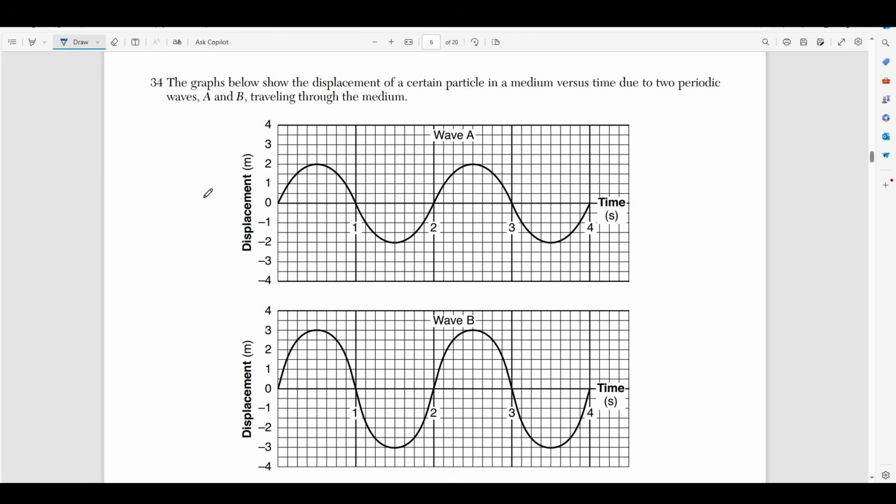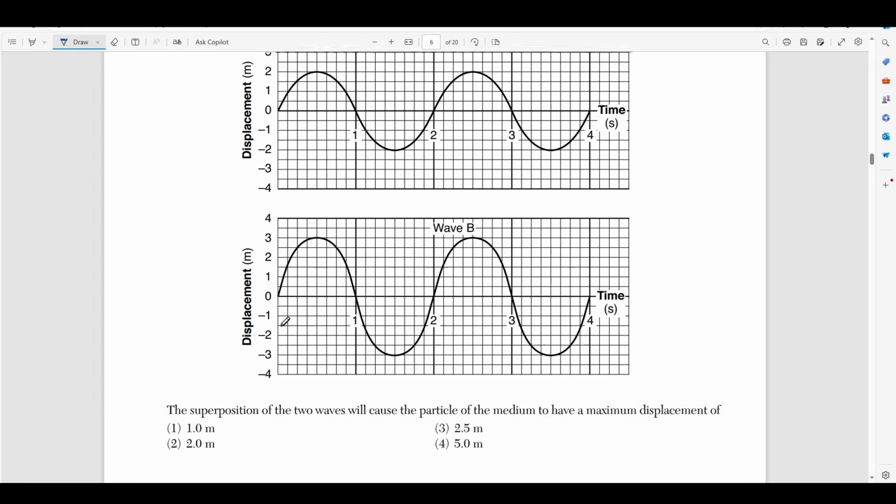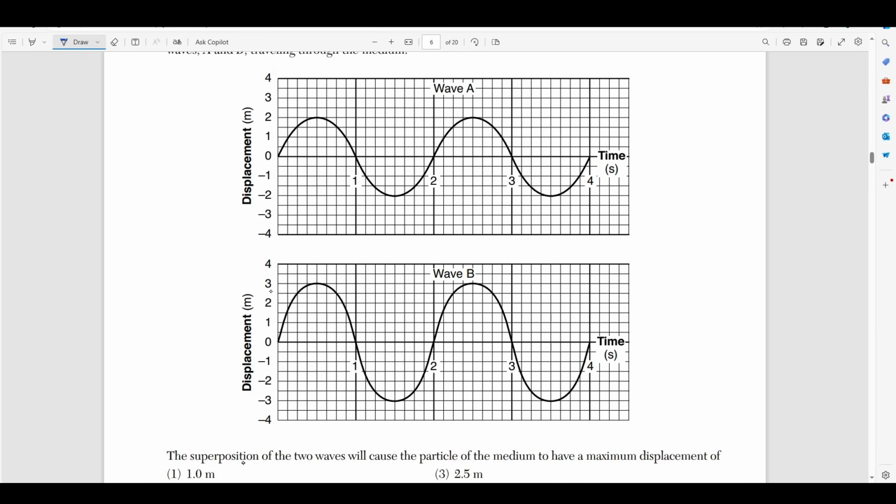All right, so number 34 says the graphs below show the displacement of a certain particle in a medium versus time due to two periodic waves A and B traveling through the medium. And then it asks you, the superposition of the two waves will cause the particle of the medium to have a max displacement of what? So what is a superposition? A superposition is when you add two different waves together, or two things together. You can either amplify it or you can destroy it.